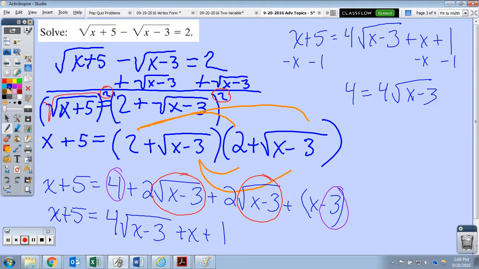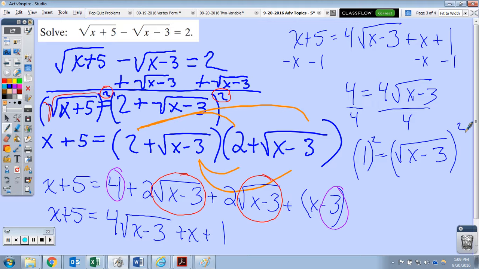So I'm going to go ahead and divide by 4 because it's convenient. So I divide this by 4. I divide this by 4. I would have 1 equals the square root of x minus 3. And now here I'm going to square both sides because I've isolated it. It was isolated here too, just had a 4 in front of it, but it's isolated here completely. I have 1 equals x minus 3, then adding 3 to both sides, x equals 4. And now I need to test this guy.